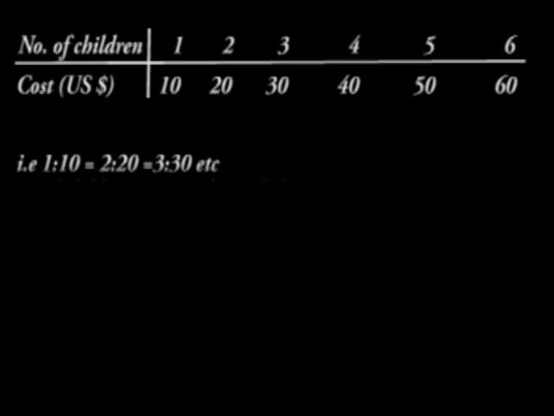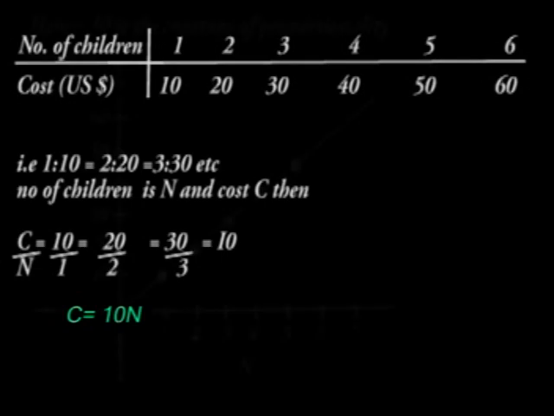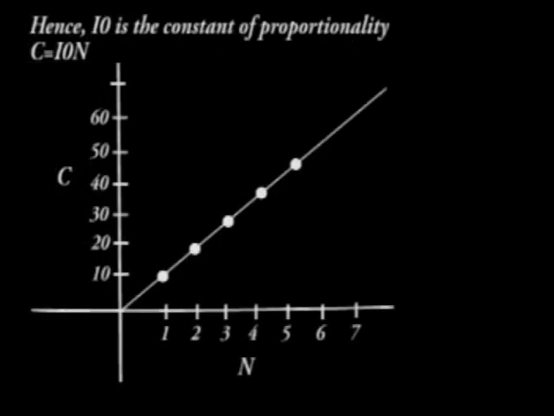If the number of children is n and the cost c, then c over n is 10 over 1, which is equal to 20 over 2, equals 30 over 3, which is equal to 10. Hence, 10 is the constant of proportionality. Thus, we can have c = 10n. This is the expression of that relationship. This equation is a linear one. It can be represented graphically as shown below.